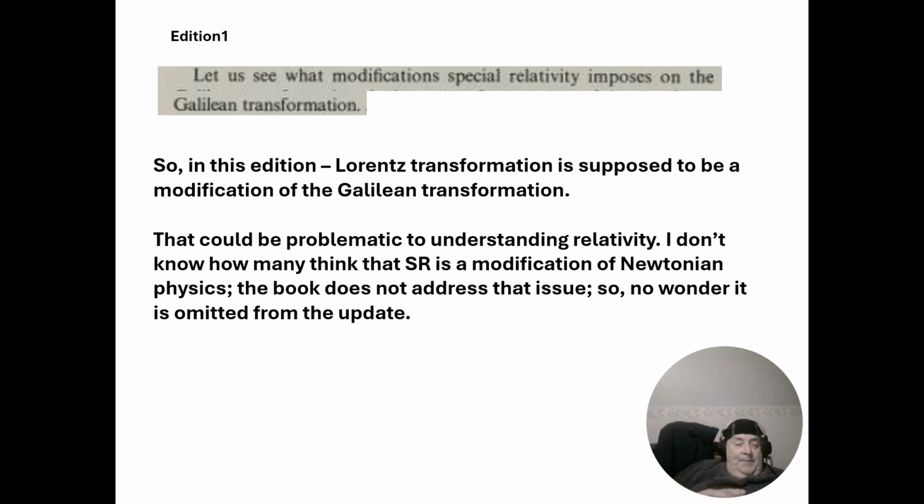And how he's doing that, that's not clear. And that could be problematic to understanding relativity. I don't know how many think that special relativity is a modification of Newtonian physics. The book does not address that issue, so no wonder it's omitted from the update.